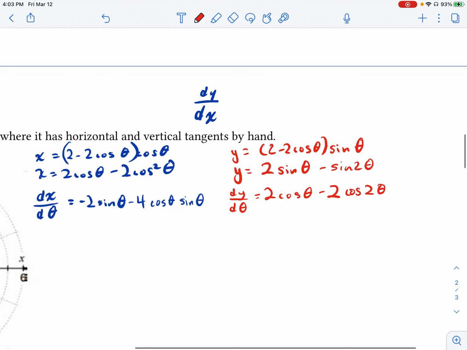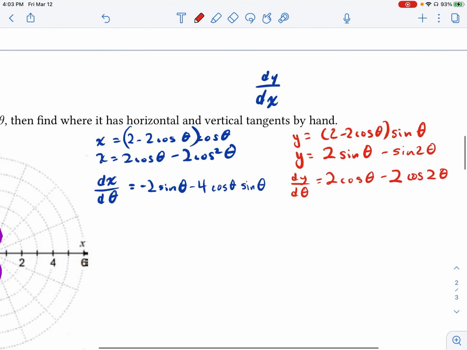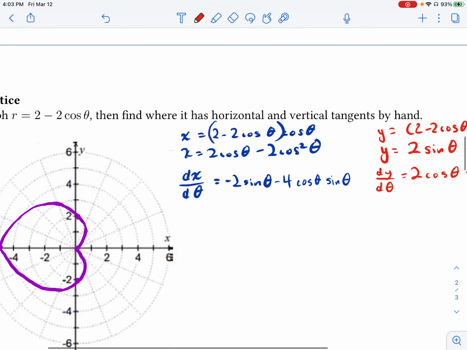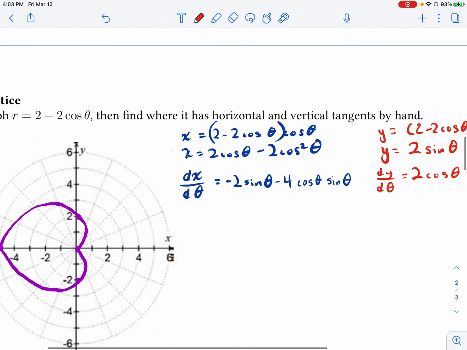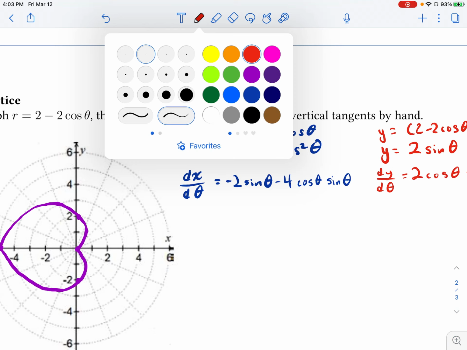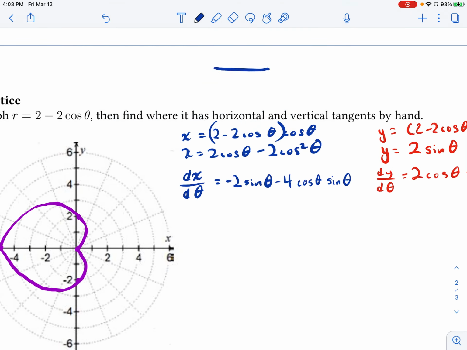Now that we have our x and y equations and we have their derivatives, dx d theta, dy d theta, now let's make sure we understand what we're looking for here. It's asking us to find where we have horizontal and vertical tangent lines. Now remember, if we're looking at a horizontal tangent line, what do we know then about its slope? We know that if it is a horizontal tangent line, that our m value is equal to 0. In other words, dy dx must be equal to 0.